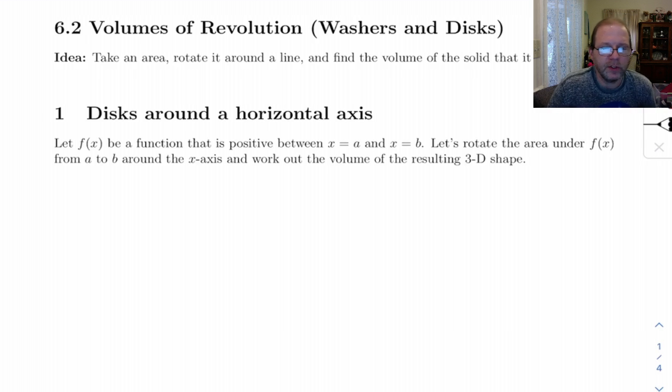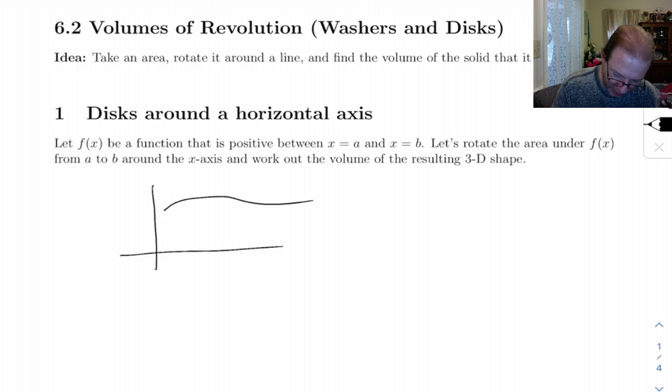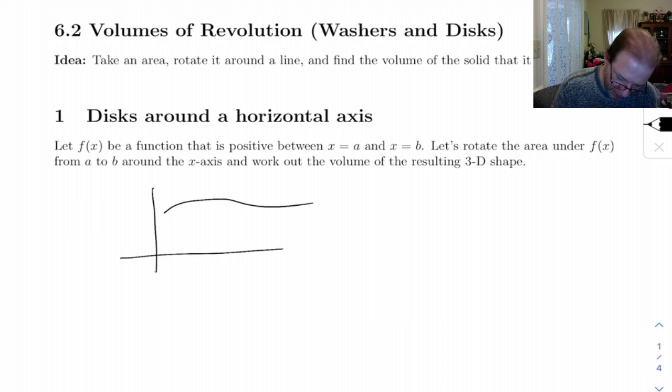So the first way we're going to do that is by using disks, and let me show you what we're going to do. Let f of x be a function that is positive between a and b. So you've got something like this from a to b, and let's rotate it around the x-axis.